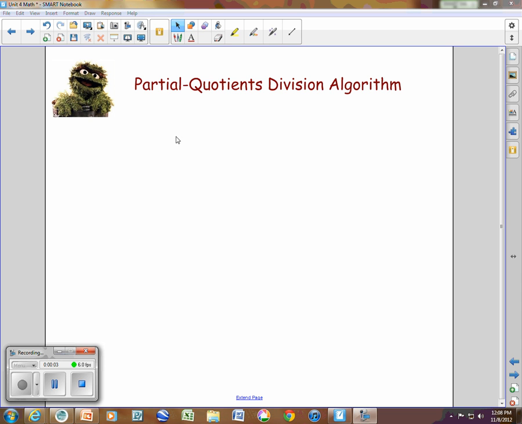Okay, class, today we're going to learn about what's called the partial quotients division algorithm. Now, those four words sound very confusing, but if you break them apart, we know that partial means partly, quotients is the answer in a division problem, and a division algorithm is simply a way of doing a division problem. We know that there are different ways to do different types of problems, different ways to do addition problems, different ways to do multiplication problems. I'm going to show you a different way of doing a division problem.